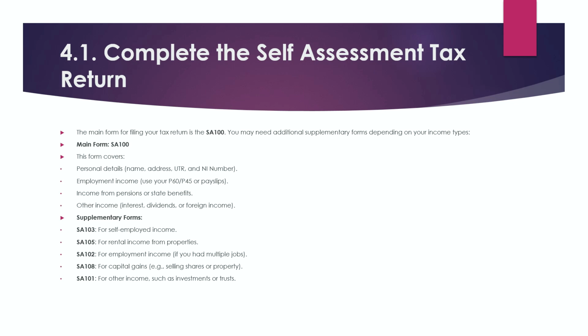4. Complete the Self-Assessment Tax Return. The main form for filing your tax return is the SA-100. You may need additional supplementary forms depending on your income types. Main form, SA-100. This form covers personal details, name, address, UTR, and NI number.